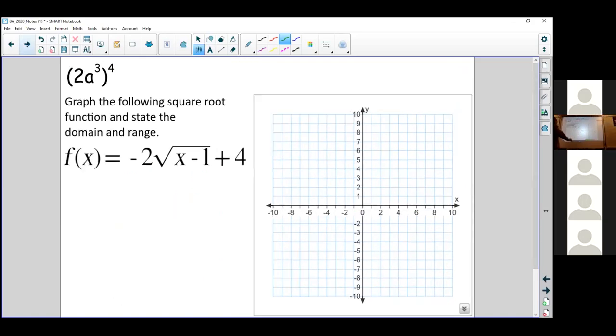All right, top problem has nothing to do with the bottom problem. So power to power, you multiply the exponents, so you get a to the 12th, but then you get 2 to the 4th. Usually when you have 2 to the 4th, you could do that. So 2 to the 4th is 2 times 2, which is 4, times 2, which is 8, times 2, which is 16. So this would be 16a to the 12th.